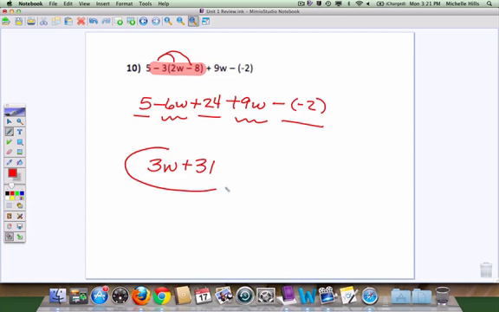So 3w plus 31. Make sure that you know how to do these problems and that you understand them well, and then you are ready for your test.